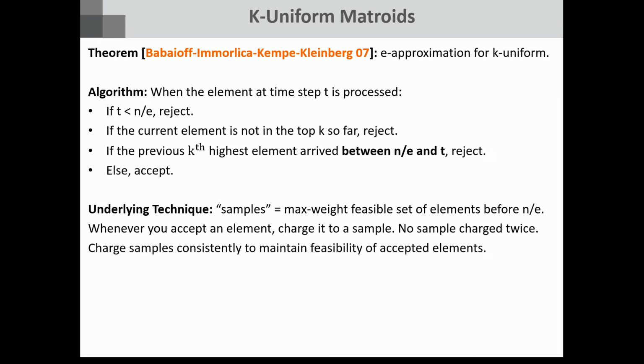What I want to point out about this is that there is an underlying technique that might generalize beyond just k uniform. We took these samples to be the max weight feasible set of elements that came before our cutoff. Whenever we accept an element, we charge it to one of the samples. We found out how to do this in a consistent way so that no sample is charged twice, and the samples are charged consistently to maintain feasibility of the accepted elements. This is an idea that possibly could generalize beyond just k-uniform matroids. And that's everything I want to say about this theorem. I'm going to move on to a new result.